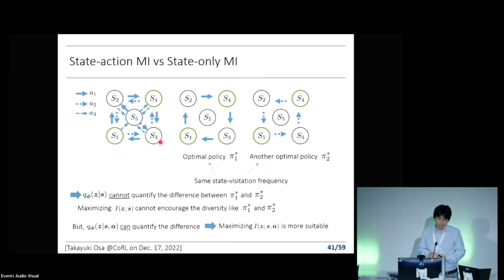Previous studies often maximize the state-only mutual information, and it's suitable for their tasks. For example, when we train an agent to walk in diverse directions, it's suitable to maximize the state-only mutual information. However, my message is that it's good to be aware that there can be a Markov decision process where it's better to maximize state-action-based mutual information.